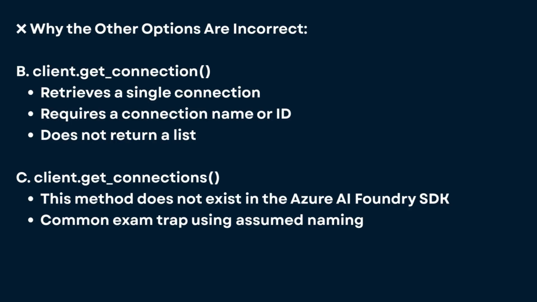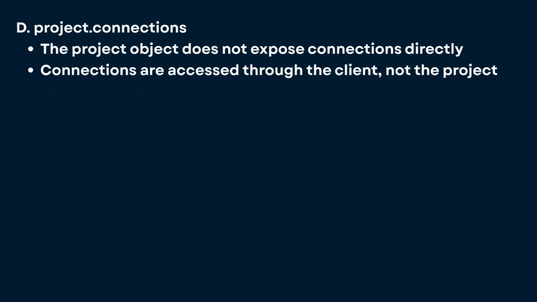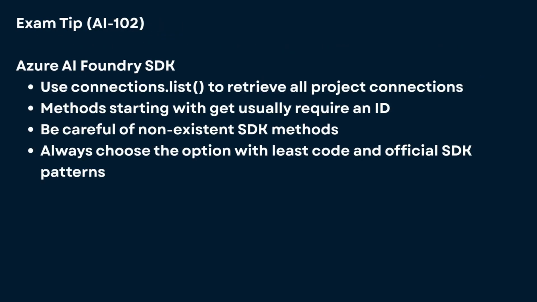Option C is incorrect because this method does not exist in the SDK. Option D is incorrect because connections are not accessed directly from the project object. Exam tip for AI-102: if the question asks for all connections, always use the connections list method. Least code, official SDK pattern, correct exam answer.